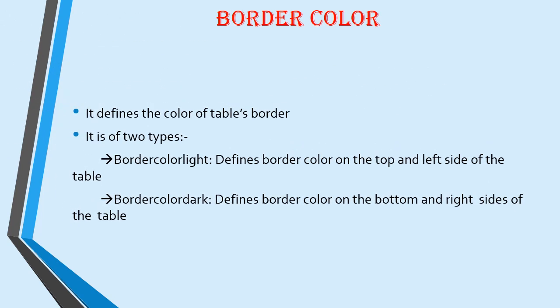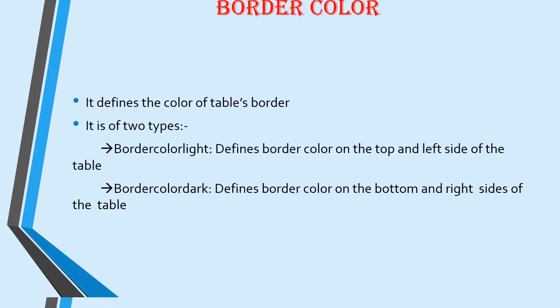Next one, what you're studying in the table is about the border color. Border color specifies the color of your table's border, and it is of two types: border color light and border color dark. Border color light specifies the border color at the top and left side, and border color dark specifies it at the bottom and right side of the table.